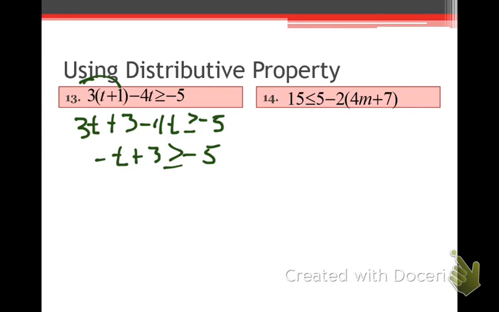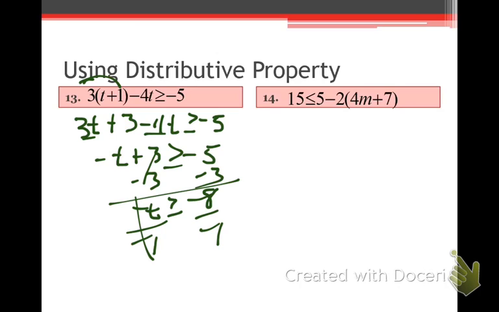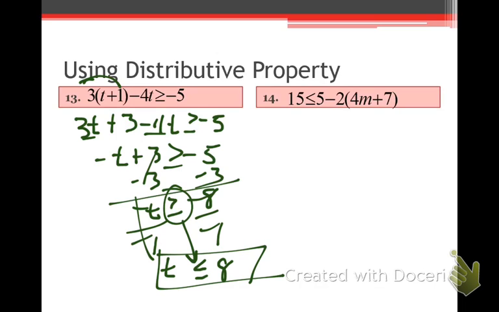Right? Combine like terms. And when we combine like terms, we just add the 2 together. So 3t plus negative 4t is negative t. Now we've got to subtract 3. Then divide by negative 1. Because there's a negative on that t, we've got to divide by negative 1. And so t ends up being, divide by a negative, flip the inequality. t is less than or equal to 8. So be careful. Watch yourself.